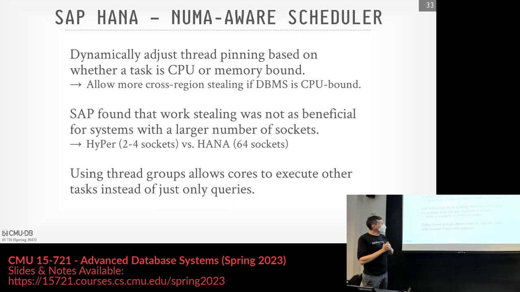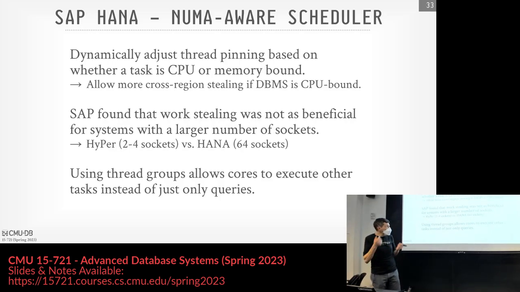Now, depending on whether the database system is CPU bound or memory bound, we can adjust where threads are running or what threads are running based on what's needed. If we find that our database system is entirely CPU bound instead of memory bound, then we're okay with paying the penalty of copying things over NUMA regions, because we need the computational resources anyway.